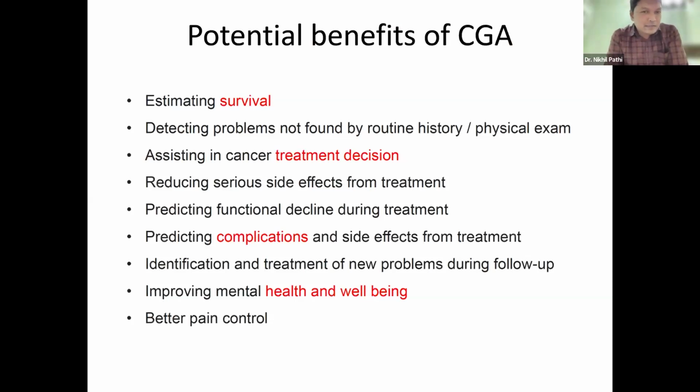It helps us identify problems which are not routinely identified by history and physical examination. It helps estimate survival, helps in making treatment decisions, and helps assess toxicities or identify domains where we can make corrections so that the treatment is more feasible for the patient. It also helps predict complications, and as the patient moves forward in treatment, we can pick up new problems which were not present earlier, so that overall the care is more effective and fruitful for the patient.